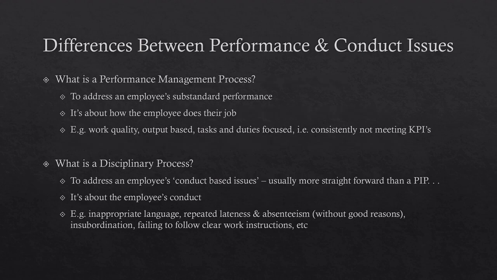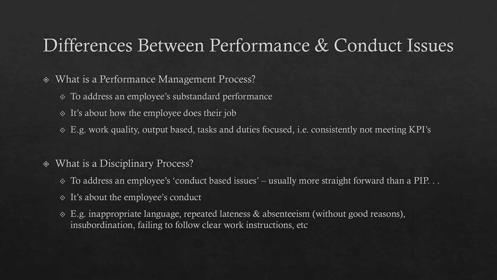There are important distinctions between a performance management process and disciplinary processes. So, a performance management process is used to address substandard performance of an employee versus a disciplinary process that's used to address conduct-based issues. So looking at a performance management process, as I said, it's to address an employee's substandard performance. It's about how an employee does their job. For example, their work quality, their outputs, their tasks and duties are substandard, and that's the focus of a performance management process. It's stuff like failing or not consistently meeting their KPIs, and the employer needs to move to address those via a performance management framework.